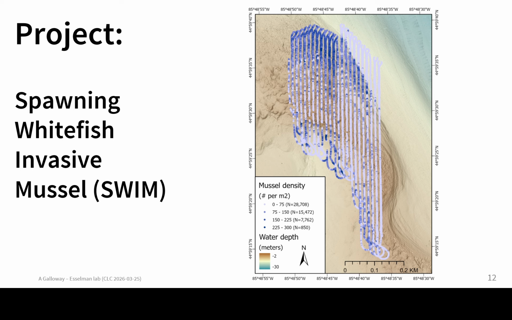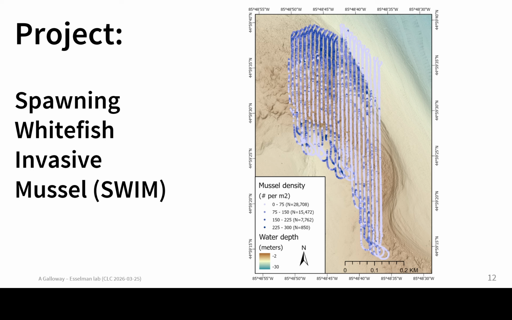So we've begun operationalizing this research already. One example is the Great Lakes Commission's SWIM project, the Spawning Whitefish Invasive Mussel initiative. In this example, the AUV again flew that dense lawnmower-style pattern over Good Harbor Reef, which is believed to be ecologically significant for whitefish spawning. It requires further work to validate the absolute densities being predicted by the model.